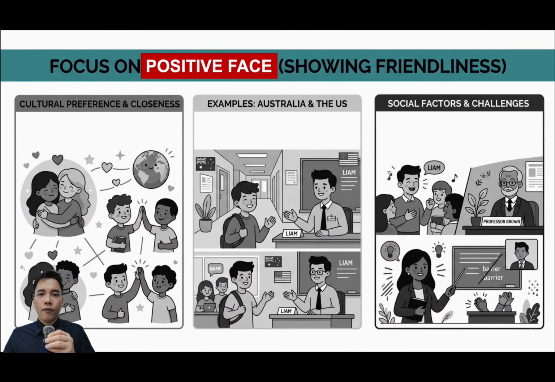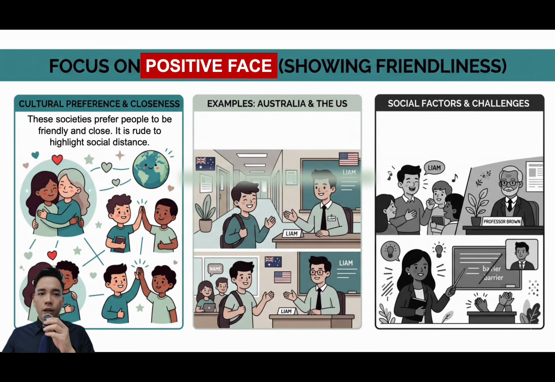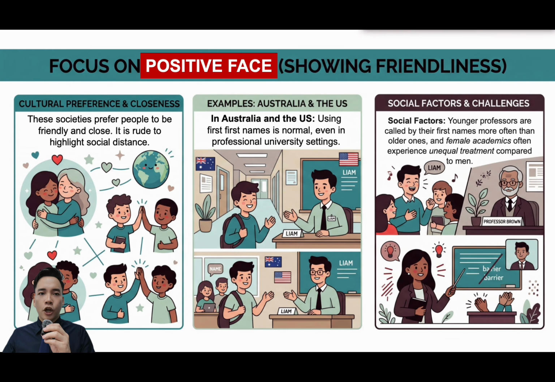However, other societies focus more on positive face. This means showing friendliness. These societies prefer people to be friendly and close. It may be rude to highlight too much social distance. So, in Australia and the US, politeness may mean friendliness, equality, and closeness, but social factors are also important. Younger professors are called by their first names more often than older professors. Female academics also often experience unequal treatment compared to men. So, politeness is not only about culture, it is also connected to age, gender, power, and social expectations.